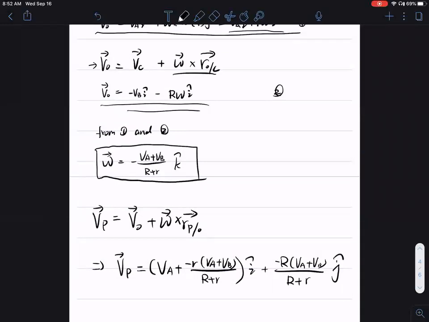Okay, that's all for today. All right, next time we come back, we're going to finish this example and solve for acceleration.